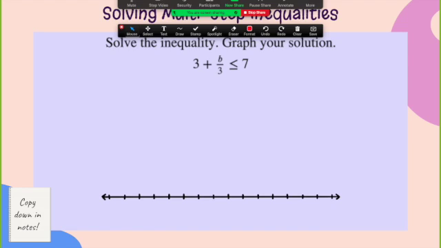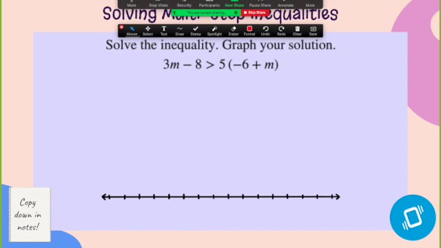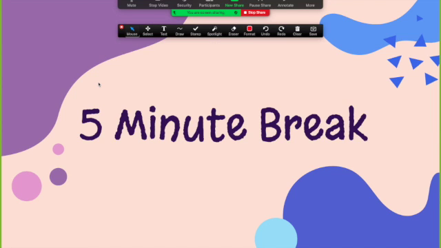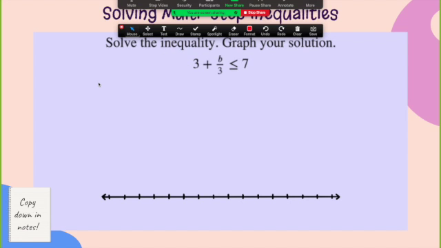So again, I don't see any distribution properties that I can solve. I also don't see any like terms. So I'm going to start off by cutting my inequality first. That just reminds me, whatever I do to one side, I have to do to the other.